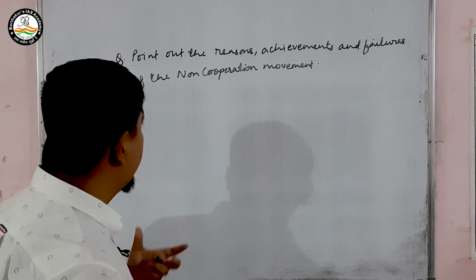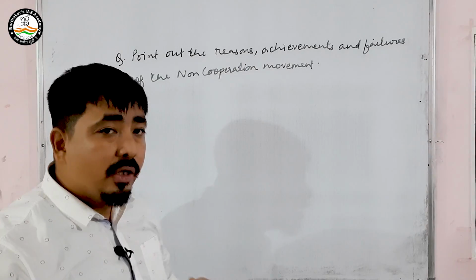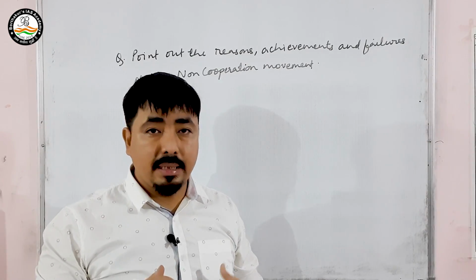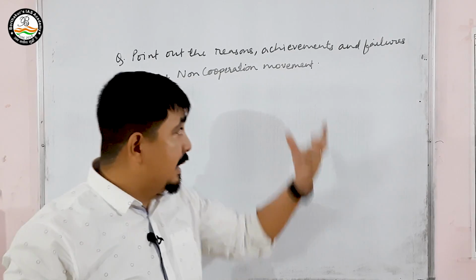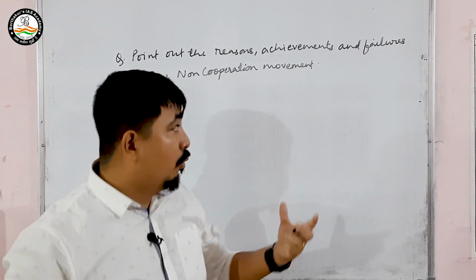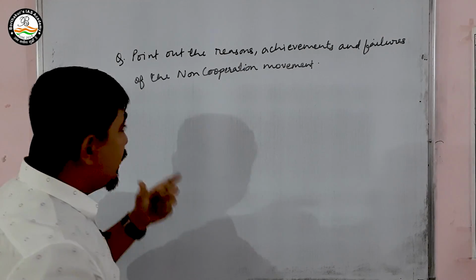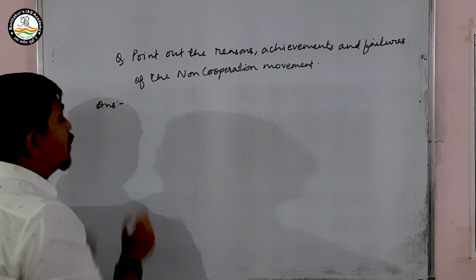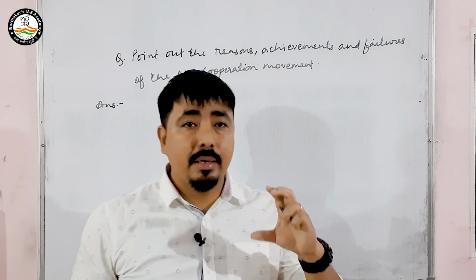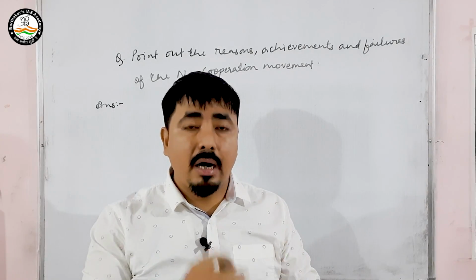The question is very straightforward. It is asking you to point out the reasons, achievements and failures of the non-cooperation movement. They are asking you to point out the reasons why the NCM took place, what the achievements were and what the failures were. So in this answer, what should I keep in mind first? I already told you that your answer should have a proper intro. Okay, I will give you an example of how to write an intro.